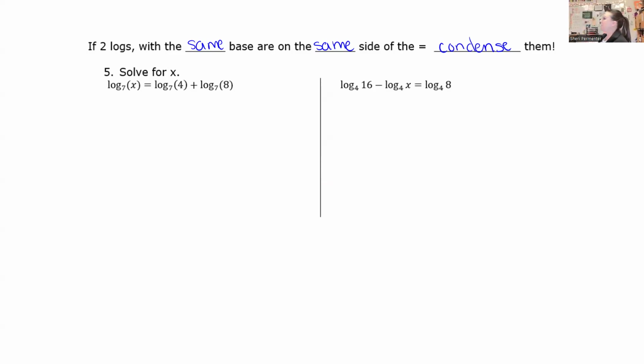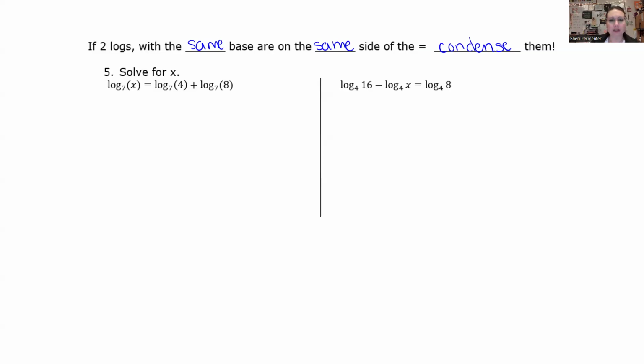We're going to condense them, and we're going to use the properties that we already know. When you have two logs and you're adding, you'll combine them to multiply the stuff. And when you have two logs and you're subtracting, you're going to combine them and you're going to divide the stuff. So on the left, example 5.